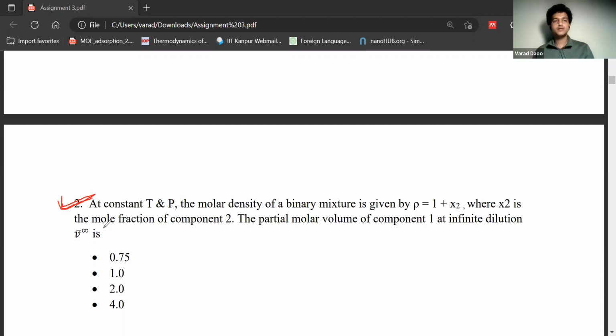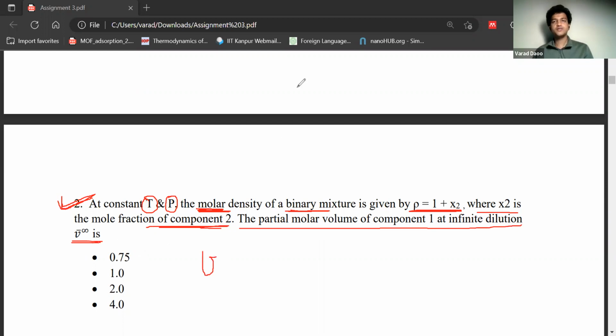Okay. So let me read the question. At constant T and P, where T stands for temperature and P stands for pressure, the molar density, remember this is molar density and not mass density, of a binary mixture is given by rho equals 1 plus x2, where x2 is the mole fraction of component 2. The partial molar volume of component 1 at infinite dilution is what they are asking.